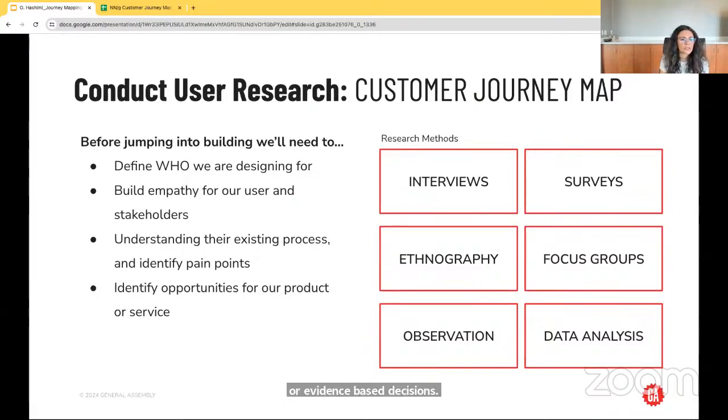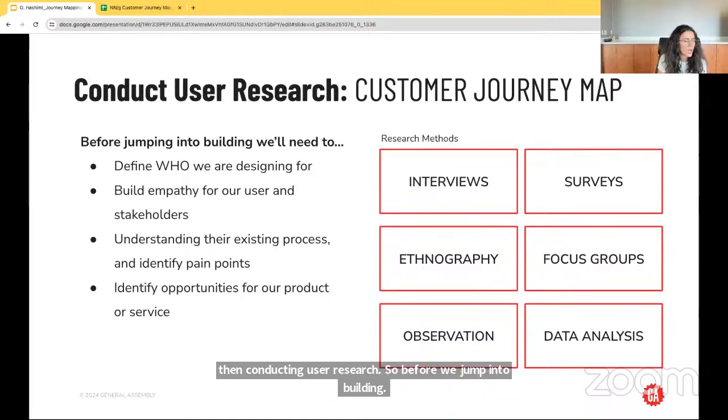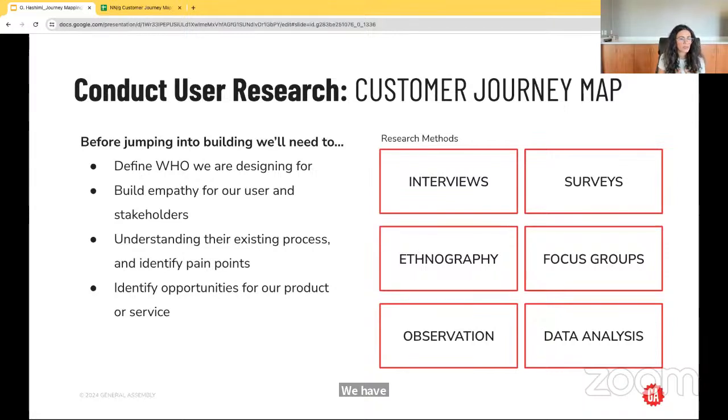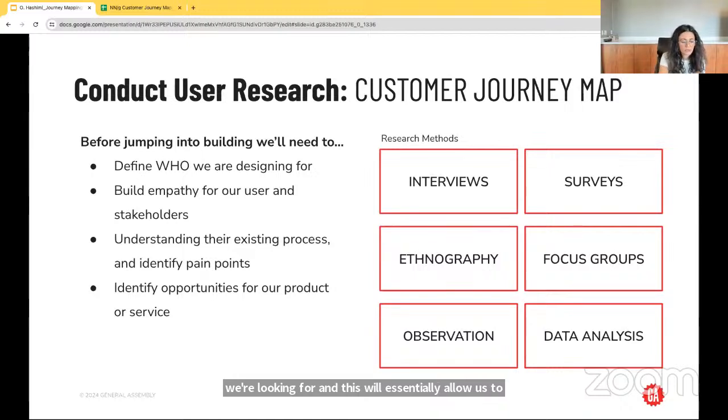And then conducting user research. So before we jump into building, we have to define who we're designing for. That's our persona. We have to think about the type of research that we're going to conduct, whether it's interviews, surveys, ethnographic studies, or focus groups. We really have to decide what methodology is best to extract the type of data that we're looking for. And this will essentially allow us to identify those opportunities via our target audience's motivations and pain points.